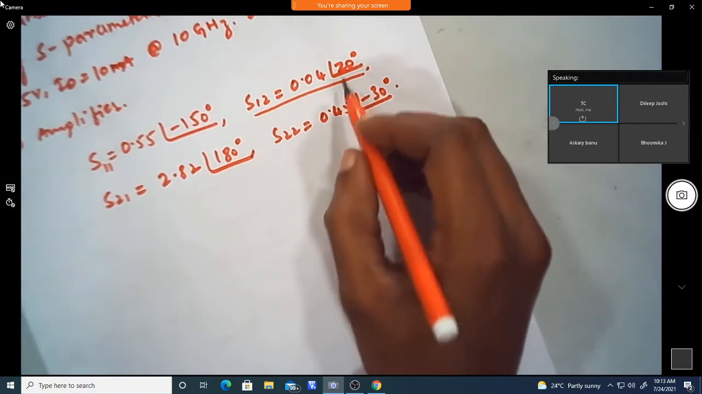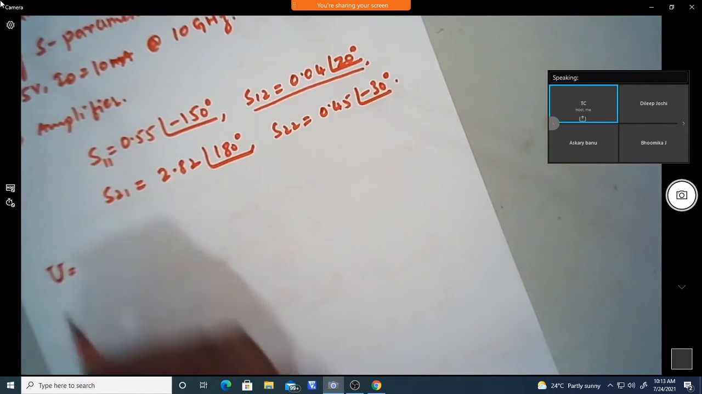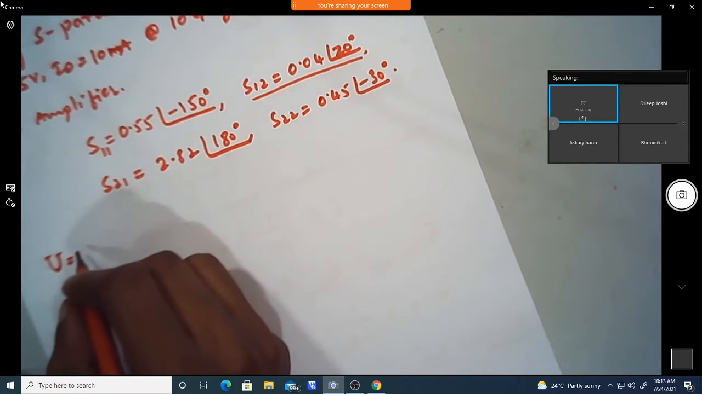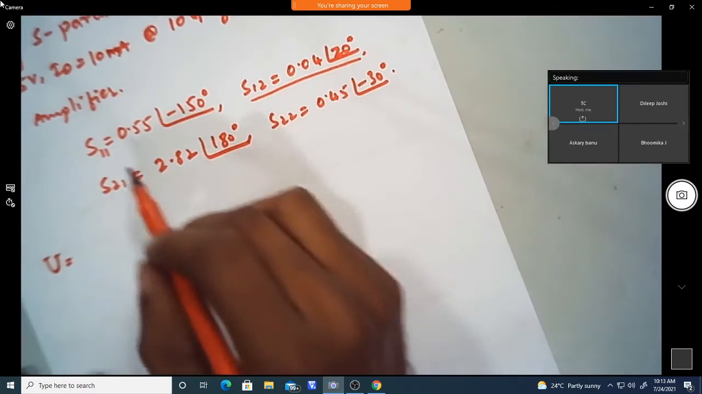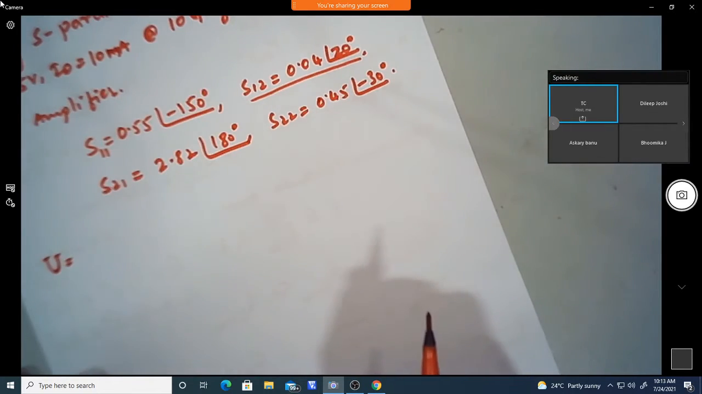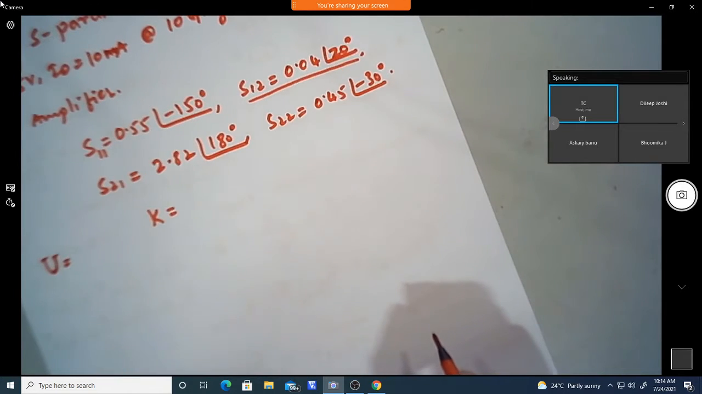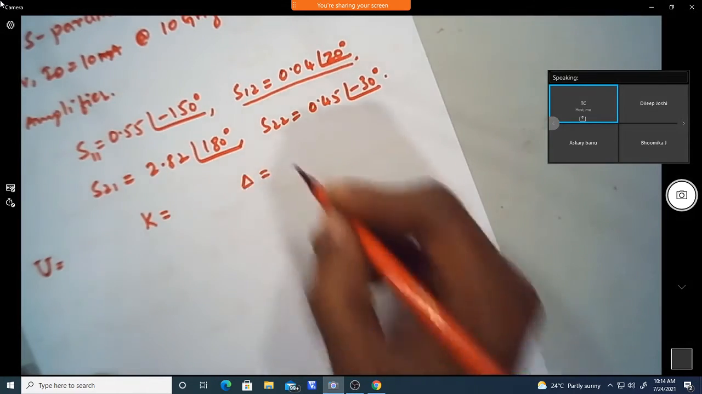Since S12 is not equal to 0, we have to find the unilateral figure of merit, which will give the maximum tolerable error. First we also need to check the stability condition, whether the transistor is stable or not. For that we need to find K, as we have seen earlier in the stability check, and also the delta value.